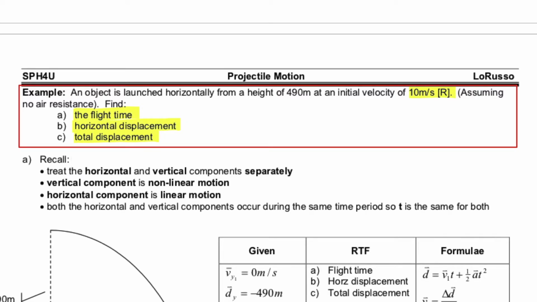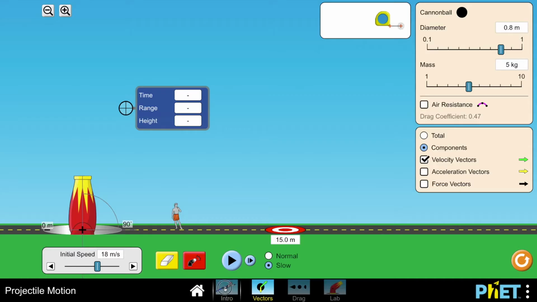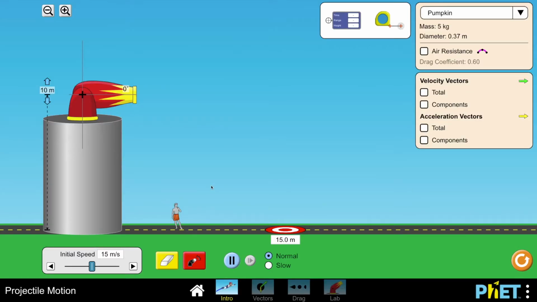Let's go back to our little projectile motion demo, and let's go to the intro page. So here's a perfect example of this type of question, where the projectile is going to be launched to the right. When we fire our projectile, you can see that it's making a half parabola here. Now, the important thing to understand is what is happening with the velocities at this point.